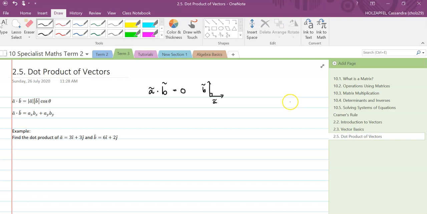So let's have a go here. We've got the dot product. We want to find the dot product of two vectors where A is equal to 3i plus 3j and B is equal to 6i plus 2j.